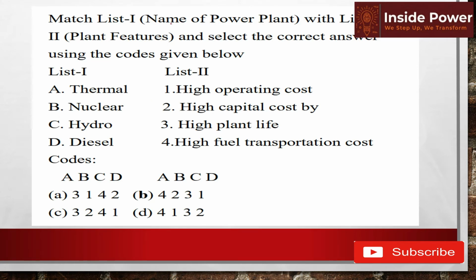Now match the lists: list 1 is the power plant, and list 2 is the plant feature. Thermal plant has high fuel transportation cost. Nuclear has high capital cost. Hydro has high plant life, and diesel has high operating cost. So out of this, we can say 4 2 3 1. Yes, 4 2 3 1. So this is the only correct option.